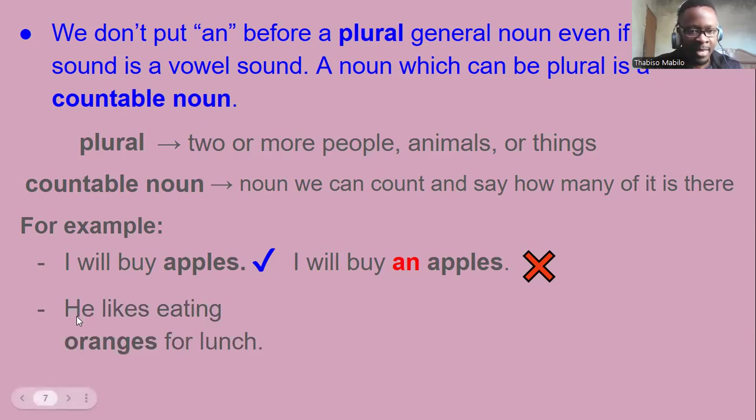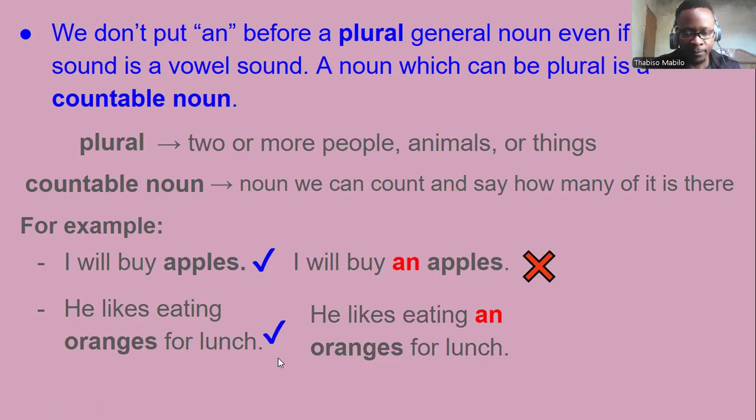Another example, he likes eating oranges for lunch. This is correct. Why? Because my noun is in plural form, so I cannot put an article. However, this one is wrong. It's not correct because I have put an. I cannot put an. Why? Because my noun is in plural form. I'm referring to two or more oranges. So it's plural, it's not singular. So this is not correct. All right, everyone, let's keep on moving.